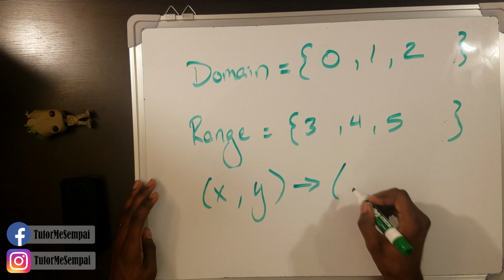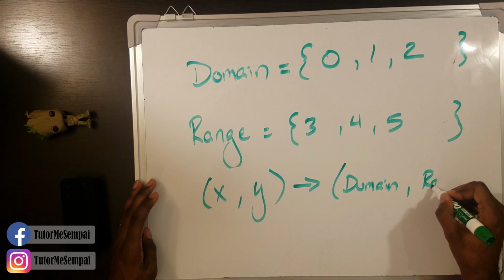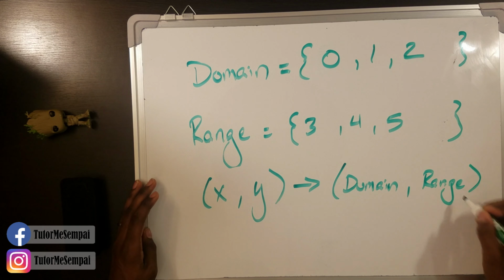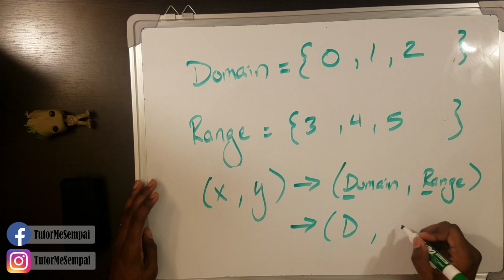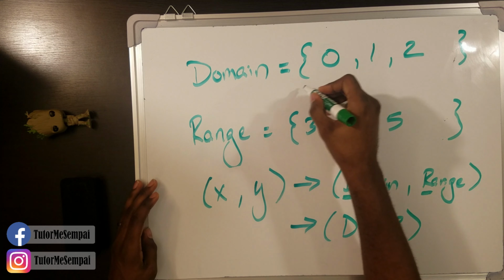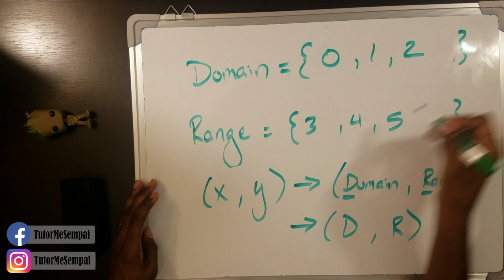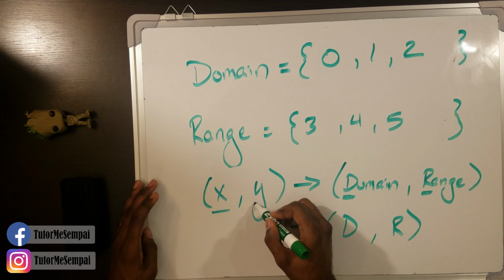So if we look at it the same way, you can see that domain and range have a similar pattern. The D in domain comes before the R in range, so you end up finding the domain first and then the range. Find domain first, all the x values, and then you find the range, all the y values.